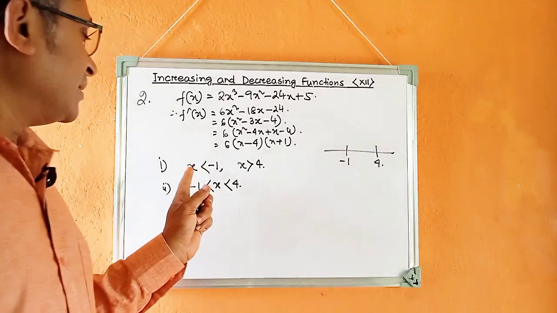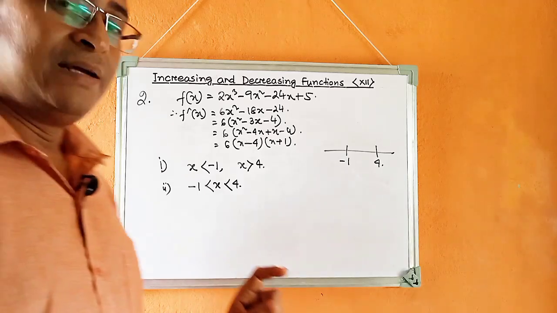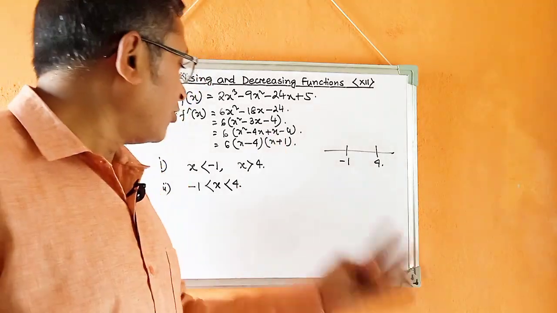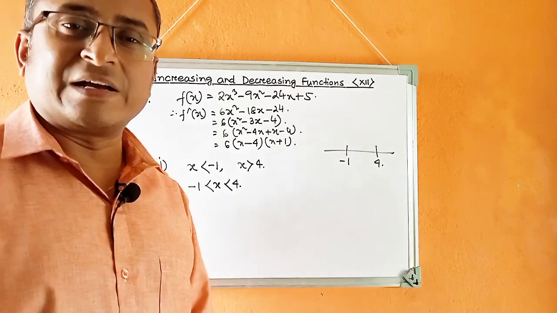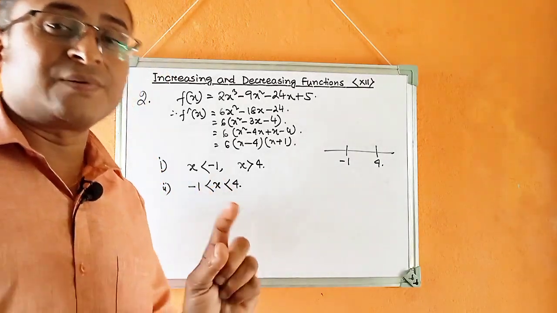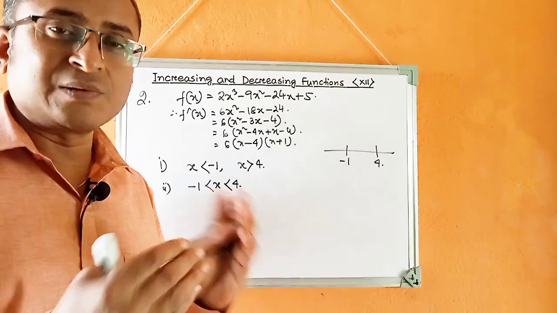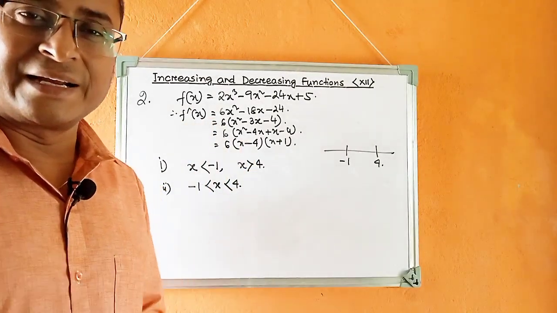So number 1, if x is less than minus 1 and x is greater than 4, we get the strictly increasing function. And for x in between minus 1 to 4, we get all negative values. That means strictly decreasing function.